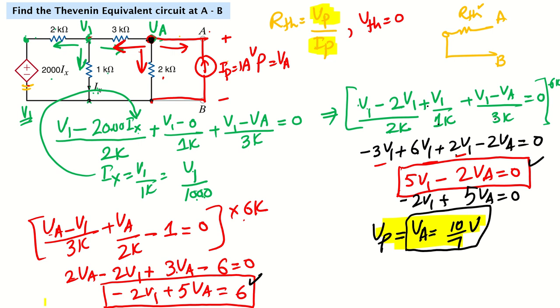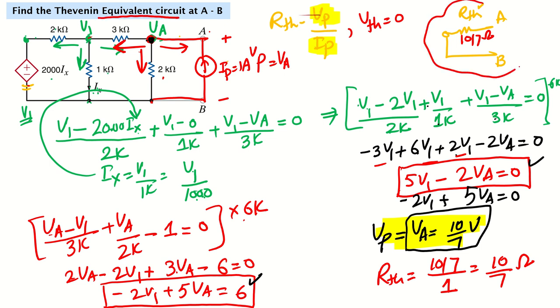IP we already know, so using this I can write that our Thevenin resistance will be equal to VP, which is 10/7, divided by IP, which is 1. So actually it is 10/7 ohm. This is the Thevenin equivalent computation for this circuit.